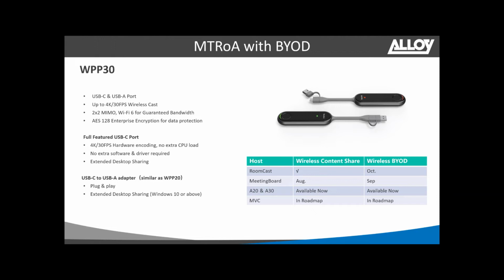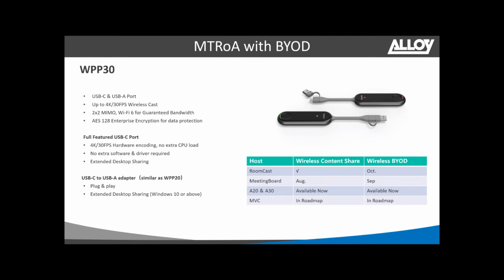Now, the great thing about the WPP30 is it does have hardware inside this device. It's not going to take any load off the PC that you're plugging it into. It supports 4K, 30 frames per second content sharing. It supports both USB-A and USB-C. And even on USB-A, we still get that full BYOD support and video pass-through as well.